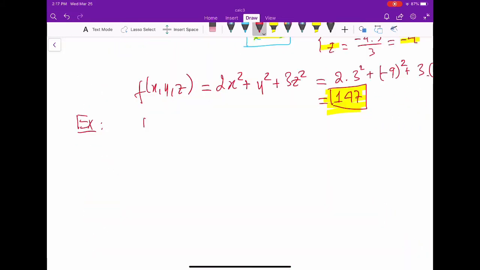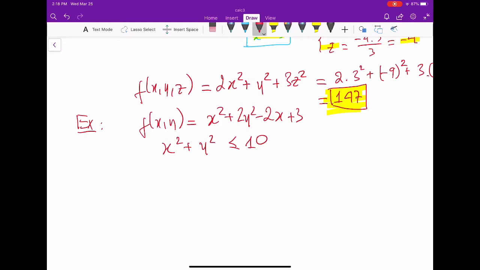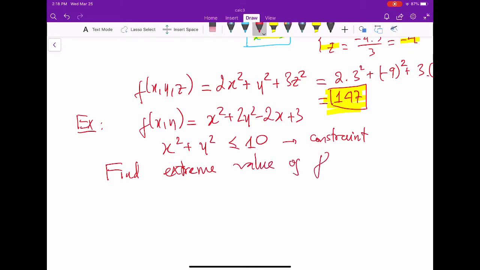We have the function f(x, y) equal to x squared plus 2y squared minus 2x plus 3, and the constraint x squared plus y squared less than or equal to 10. This is the constraint. We need to find the extreme values of f(x, y).